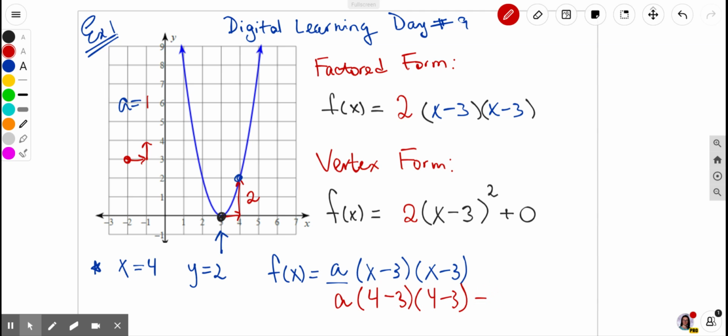My answer or my output has to be 2. So this is going to allow you to solve for a. Well, 4 minus 3 is just 1, and 4 minus 3 is just 1. So essentially you get a times 1 times 1. You also get a equals 2.